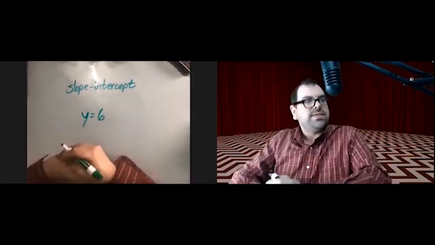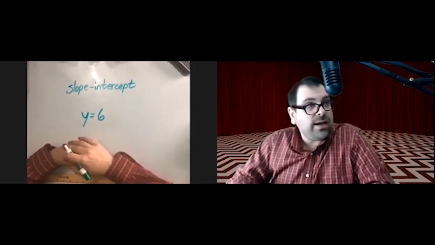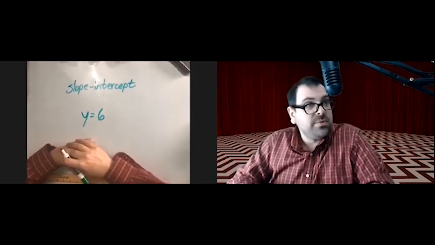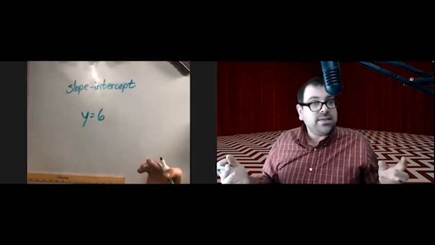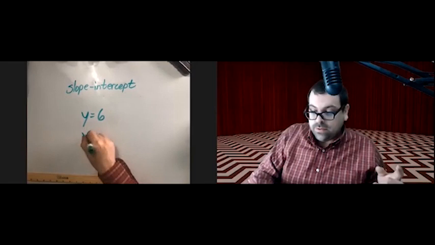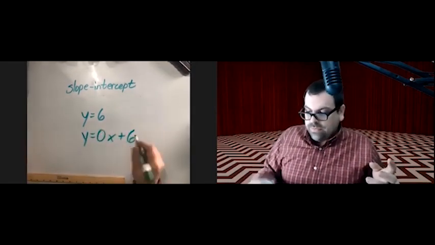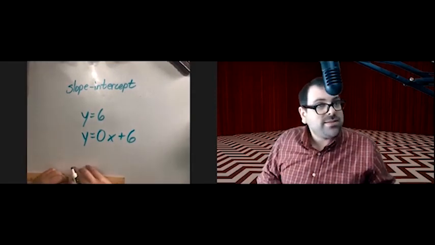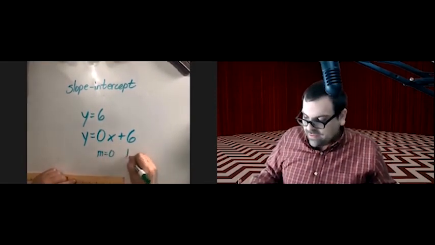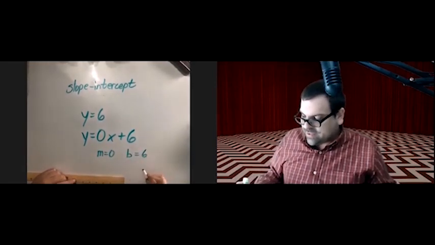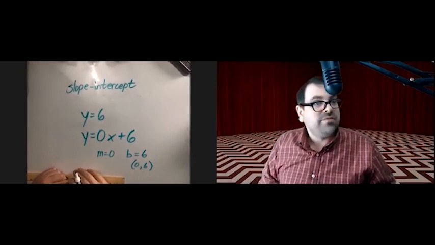What about y equals 6? Solved for y. There's the constant term. Where's the x term? I don't see it. That must mean that there's 0 x's. M equals 0. B equals 6. Means 0, 6 is on the graph.